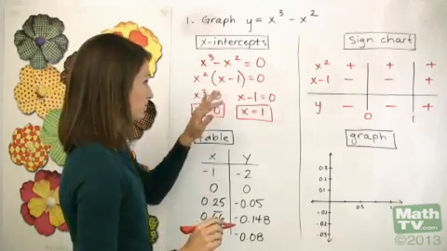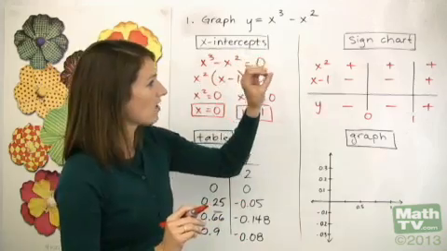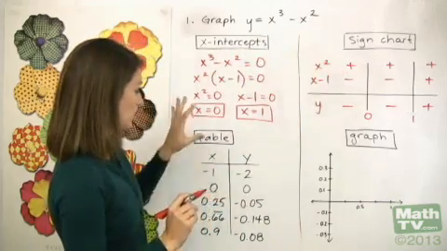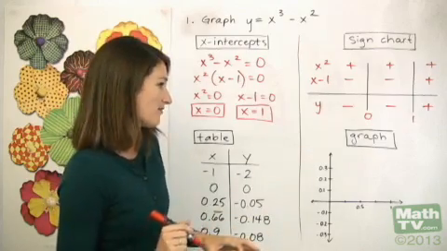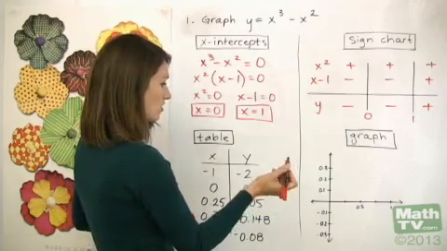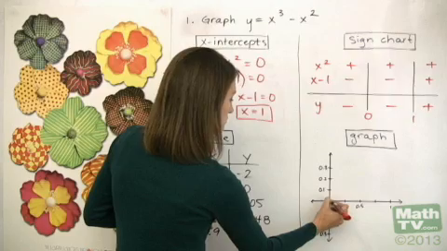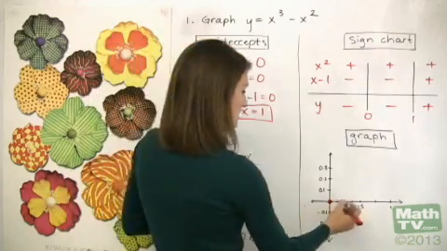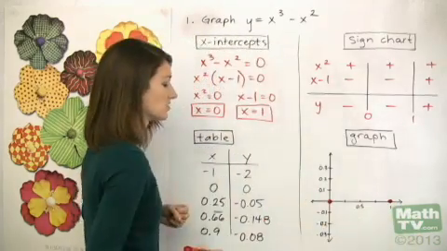So then using all of this knowledge that we've garnered, we have our x-intercepts, we have our positive and negative values for y from our sign chart, we have a few other ordered pairs here from our table, so we can go ahead and graph. So we know that our graph is going to cross at a few points. It's going to cross at 0, 0, and then it's going to cross at 1, 0, because those are our x-intercepts.